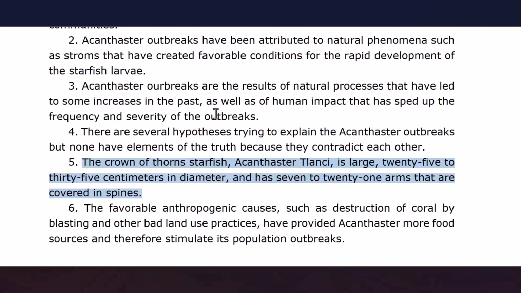But what is obvious here is that the author in this passage actually wants to talk a bit about the physical attributes of Acanthaster planci, and some other hypotheses regarding their outbreaks in options 2 and 3.